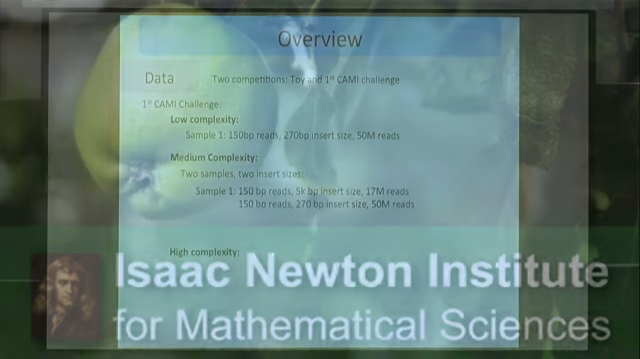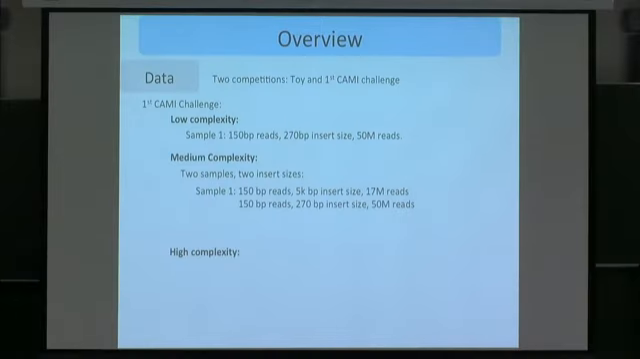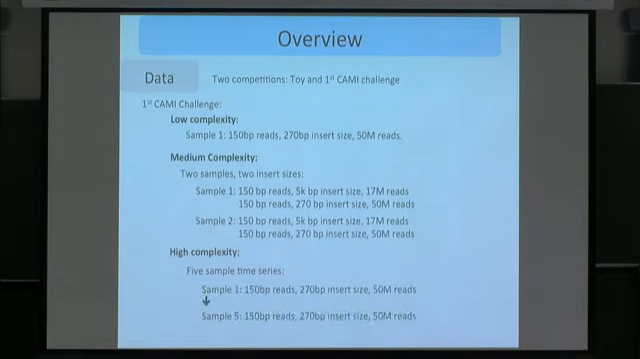Basically, we have two samples with two different insert sizes per one. And the high complexity is basically a time series of 5 of these. Unfortunately, a number of participants pooled all these together because it wasn't quite clear if these were just replicates of the same exact sample or if they were meant to be different samples. So since there's a little bit of confusion, some of the tools pooled these guys together.